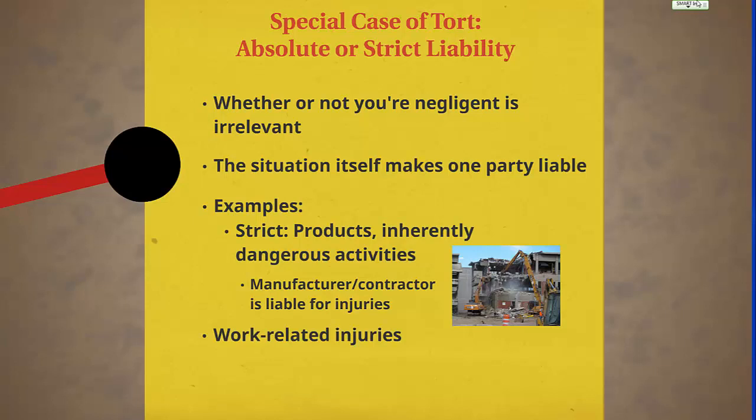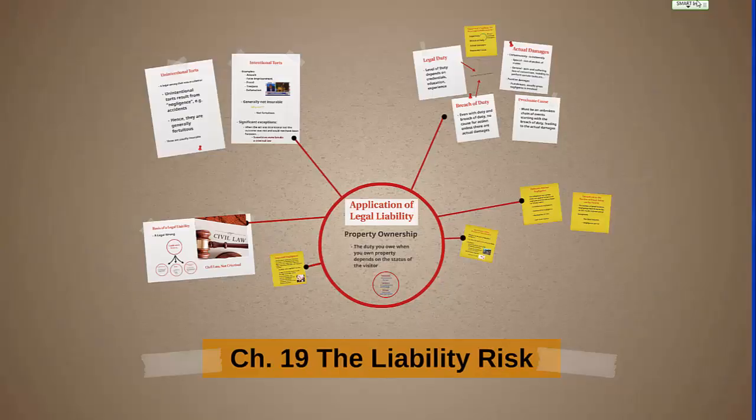And next, work-related injuries, which are considered absolute liability. If an employee is injured on the job, the employer is liable. There is no need to show that the employer was negligent. And that's the end of our discussion of the liability risk.